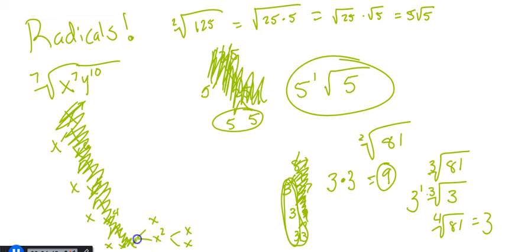So the x's are gone. Okay, I'm looking for groups of 7. So 1, 2, 3, 4, 5, 6, 7. That's all of it.